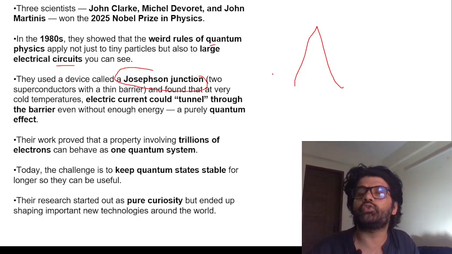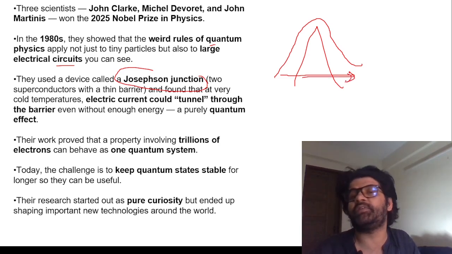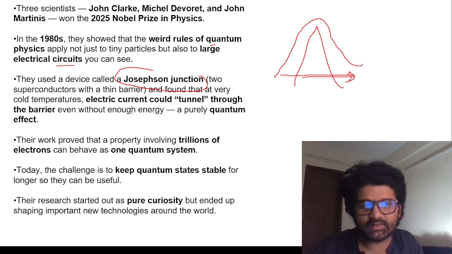So for macroscopic objects, you have to go like this. But these quantum particles can dig a tunnel and go like this, even if they have no energy. And this is called quantum tunneling. And again, you don't have to do a PhD.